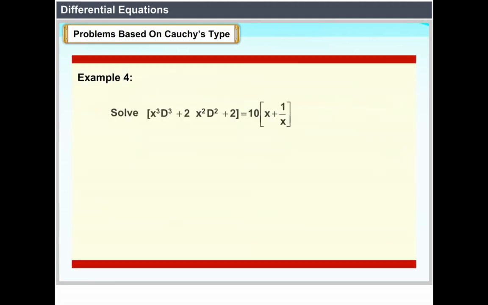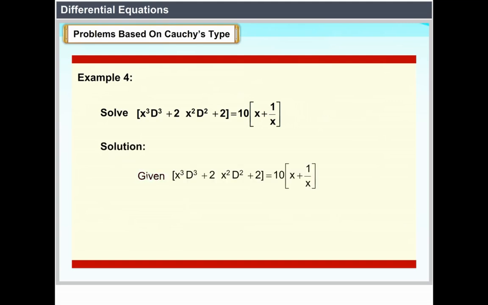Example 4. Solve (x cube D cube plus 2x square D square plus 2) y equal to 10 into (x plus 1 by x). Solution. Given (x cube D cube plus 2x square D square plus 2) y equal to 10 into (x plus 1 by x). Put x equal to e power z.